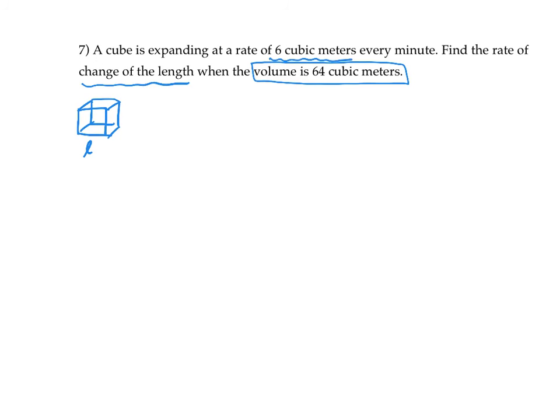So remember, volume was length times width times height, where volume is equal to L cubed. What we know so far is that the rate of change of the volume, or dV/dt, is equal to 6 cubic meters per minute. And we have to find the rate of change of the length. So we have to find dL/dt. And we're going to do so when the volume is equal to 64.